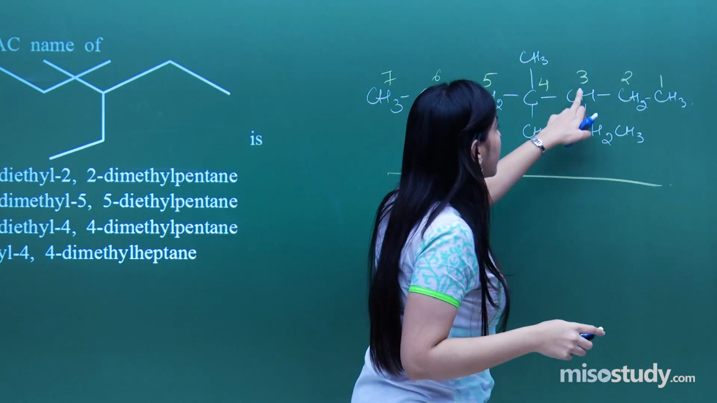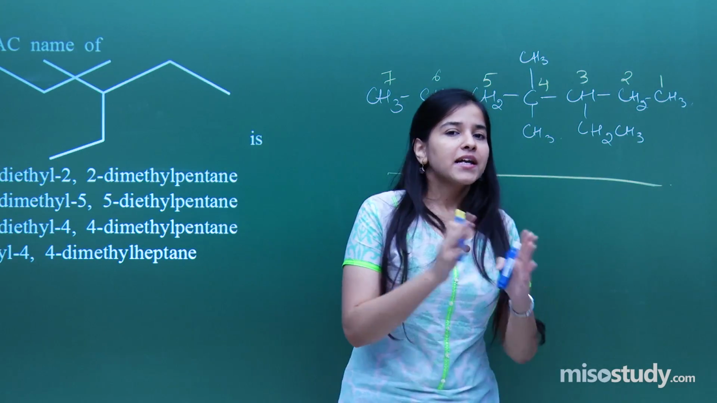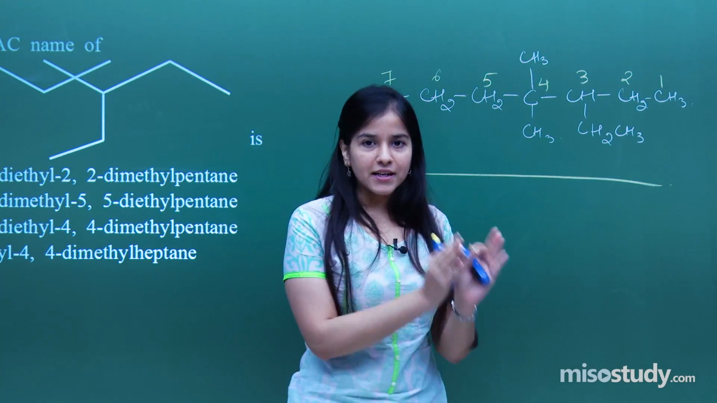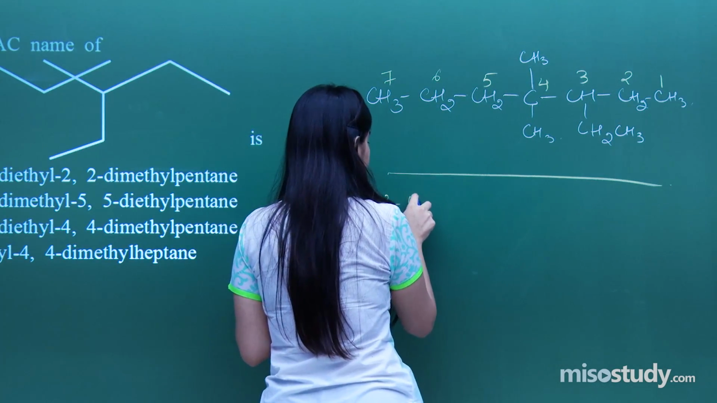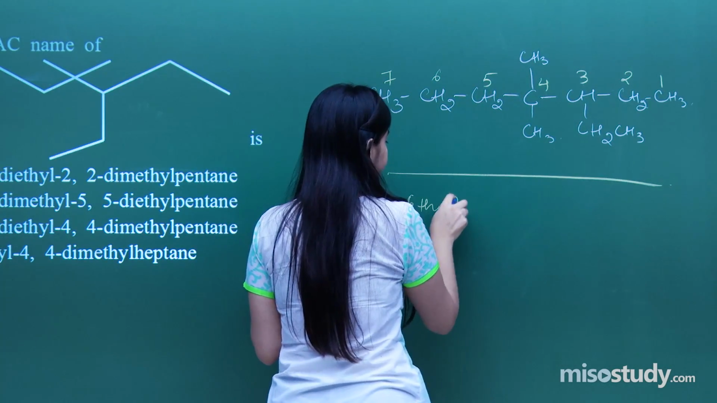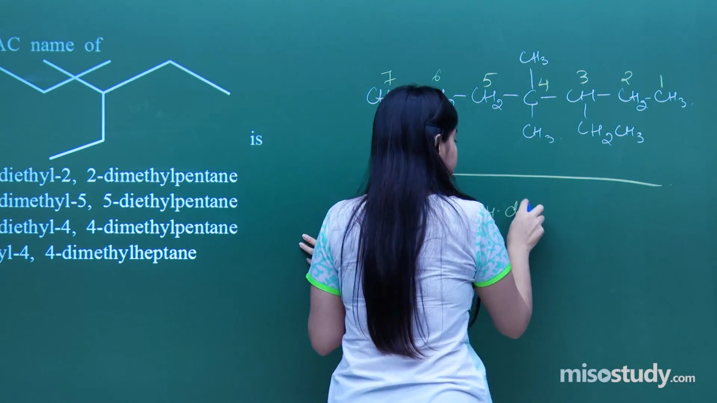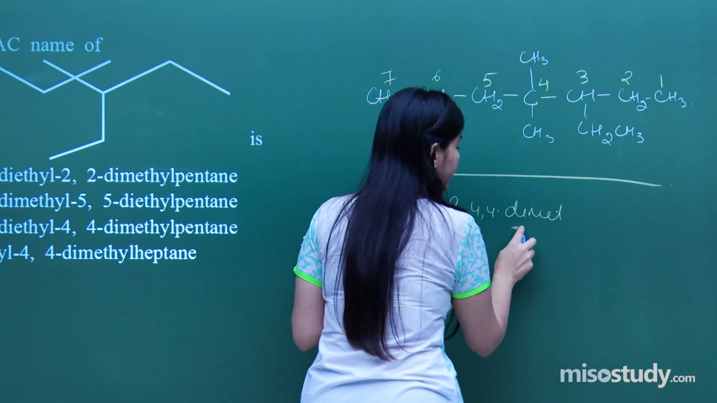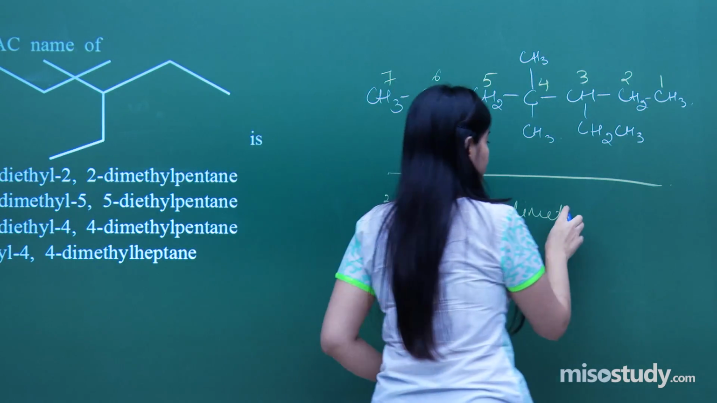That means I need to have 3-ethyl, 4,4-dimethyl. So methyl and ethyl, I will be choosing ethyl first as per the alphabetical order. So it would be 3-ethyl, and finally 4,4-dimethyl. Just remember that di is not included in the alphabetical order, but the name of the compound itself, so dimethyl.